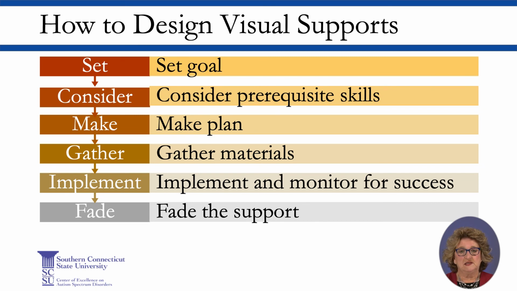Consider the prerequisite skills. Does the student have the fine motor skills to do some of the parts of the task analysis of washing their hands? Make a plan. Think about even the person that's going to implement this. Where is it going to take place? Gather the needed materials that you need to implement this visual, and then implement the visual and monitor it for success. And get feedback from the student. What's working for him or her and what's not.